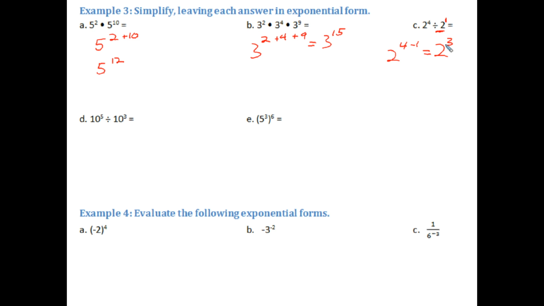Part D is another division, so we can subtract our exponents. 5 minus 3 is 2, so 10 squared, or 10 to the 2nd. I'm not multiplying them out because in the directions it says leave each answer in exponential form.